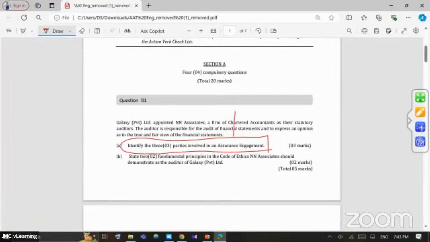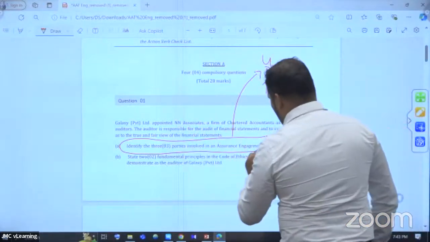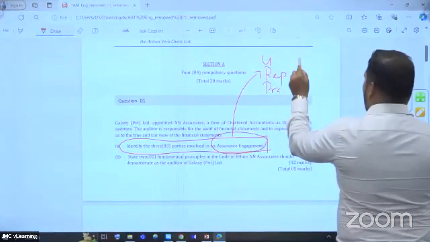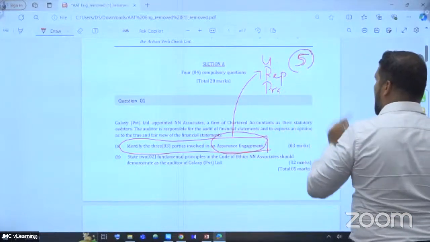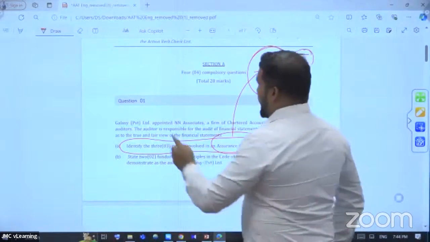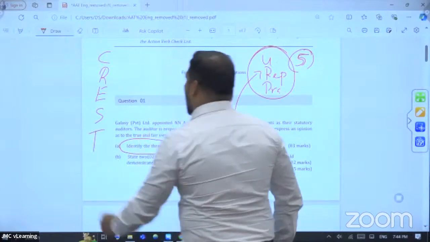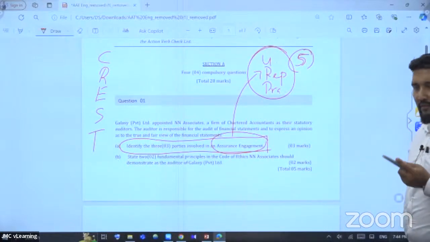When you are conducting an audit, there are 3 parties. Number 1, users of the financial statements, the intended users. Then the parties who are responsible for the financial statements, plus the practitioner. Likewise, you need to identify the 3 parties. And when you look at it from the assurance engagement perspective, there are 5 elements of assurance engagement. What are those 5 elements? Number 1, the tripartite relationship is there. In that context, you need to focus on CREST factors. CREST factors will give you the 5 elements.